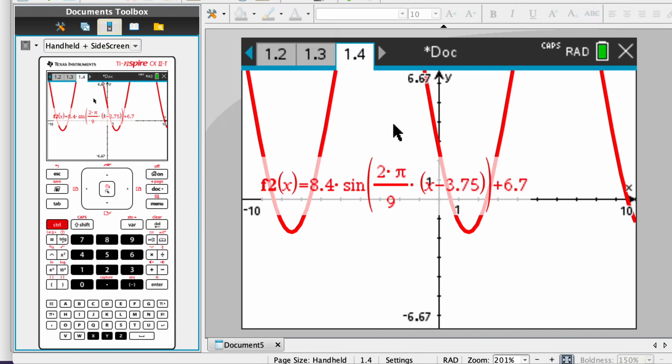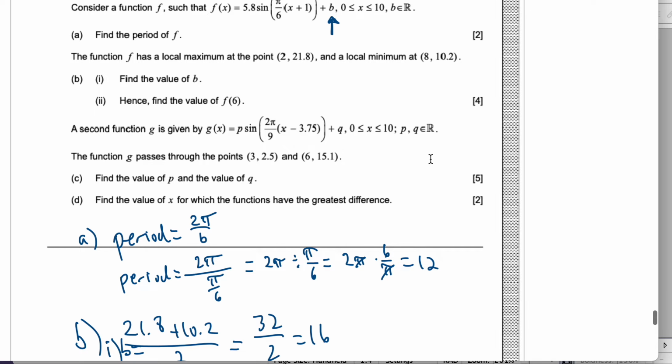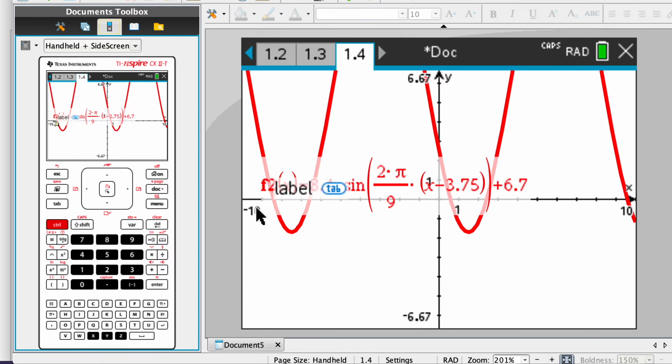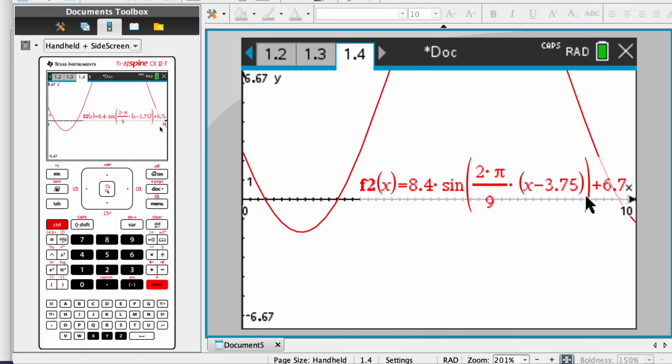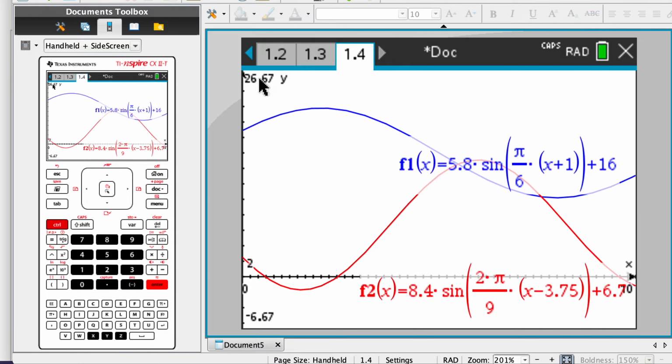Okay, so first of all, let's look at something here. The domain is from 0 to 10. So first of all, let's just change this. So 0, double click this, and then change this to 0. This is already at 10. Okay, clearly we have to move up a little bit because we can't even see the other one. Okay, so let's just put this at, I don't know, 26 and see where that takes us. Okay, so now we have to look at the difference.